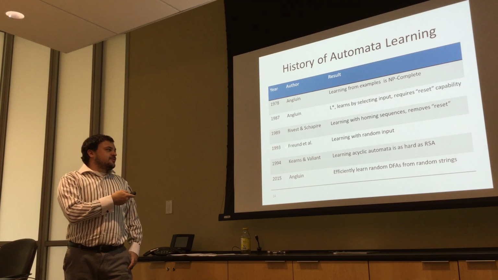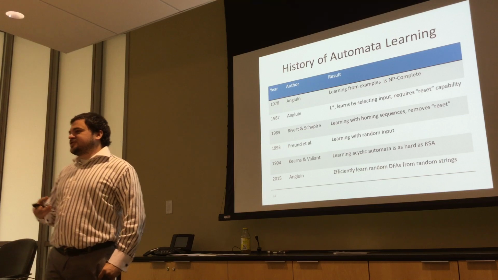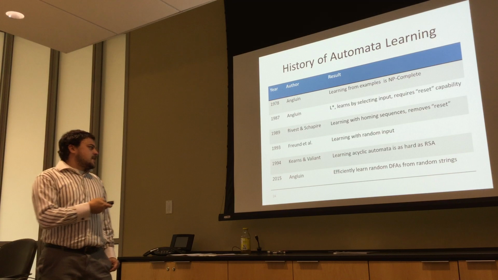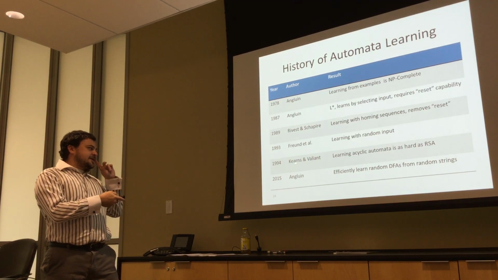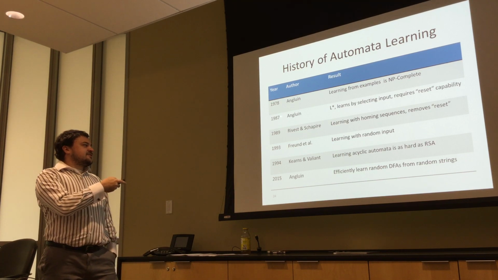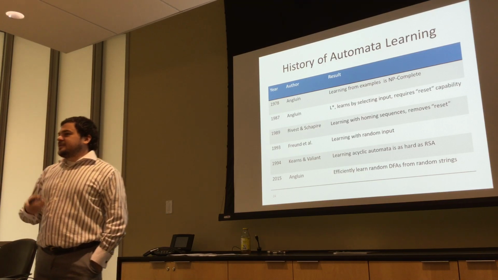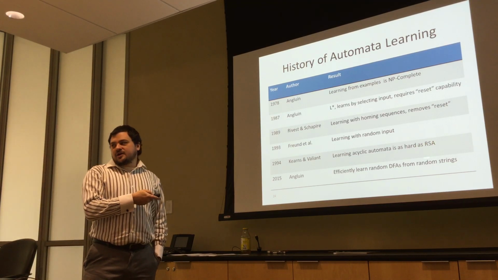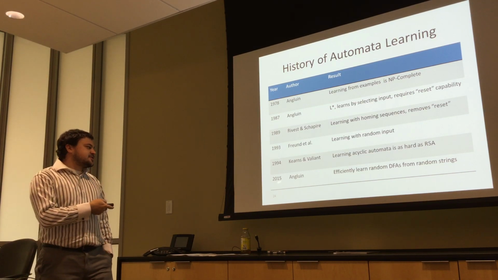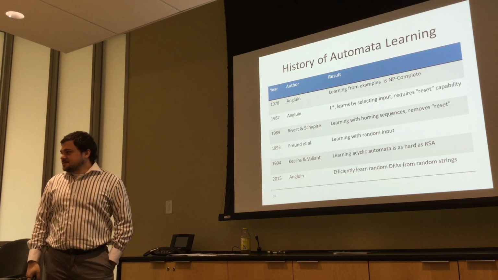In 1993, Freund et al. showed that you could learn by observing how the automaton transitions on random input rather than on chosen input. And then in 1994, Kearns and Valiant gave a more specific version of the 78 result, which showed that even if you assume that your automata are acyclic, then learning the automata is as hard as breaking RSA. And this is still a problem that is actively worked on today. Just in 2015, Dana Angluin improved upon this 1993 result.